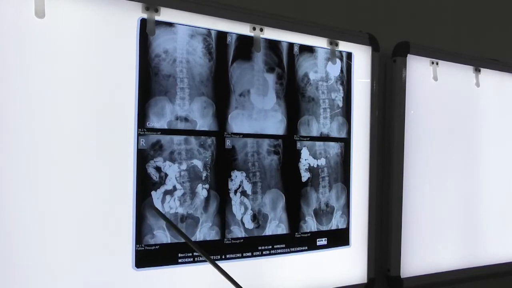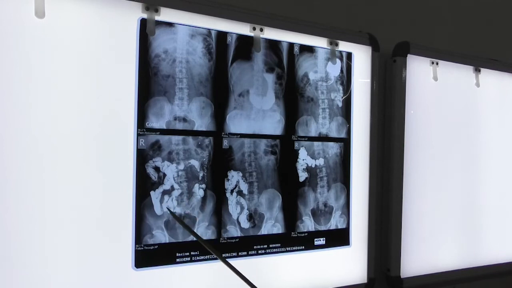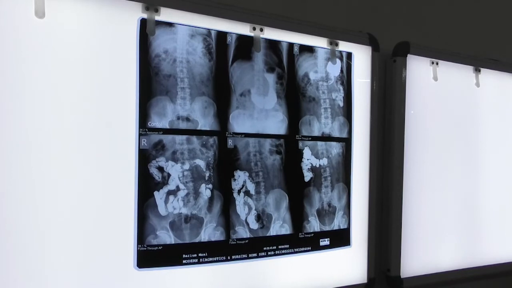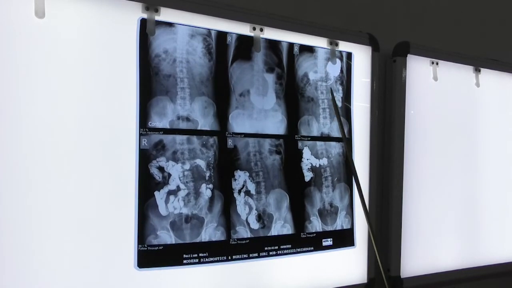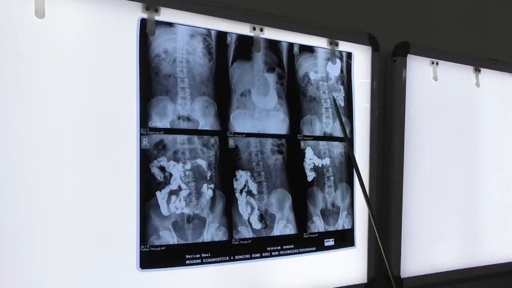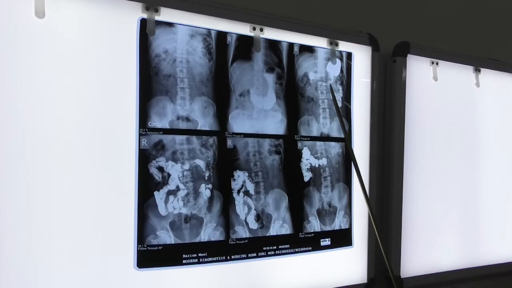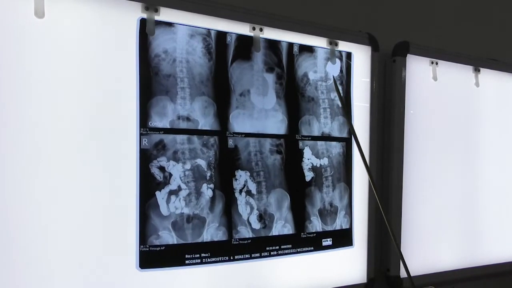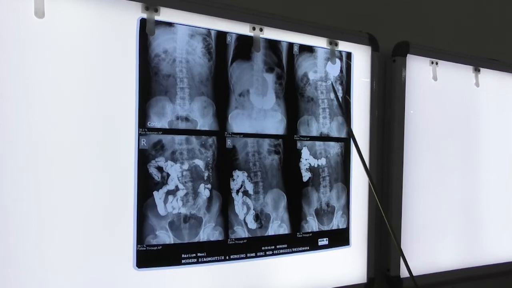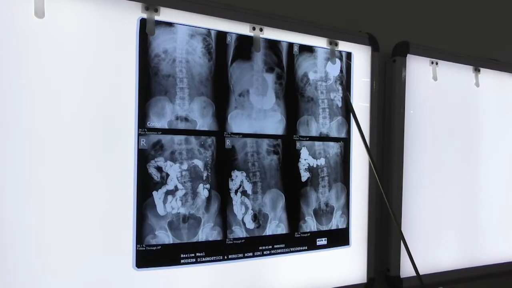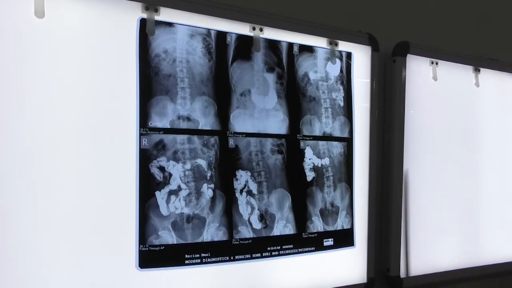Now we can find the feathery shadow. You can see the feathery shadow of the small intestine. This is the third part of the duodenum, and this becomes the duodenal flexure, and here it is the small intestine. We can see the shadow of the small intestine. It has a feathery appearance.